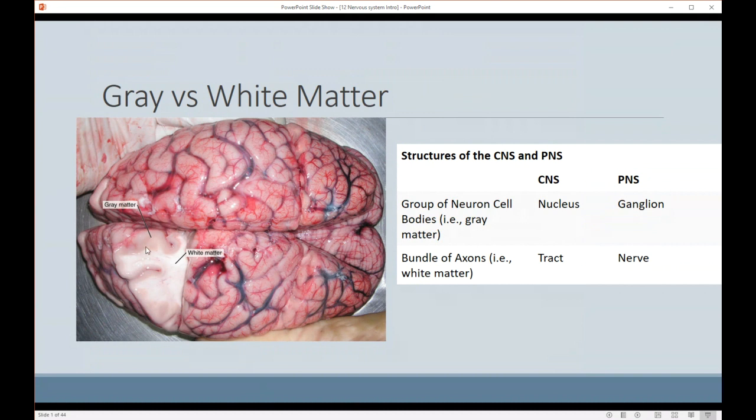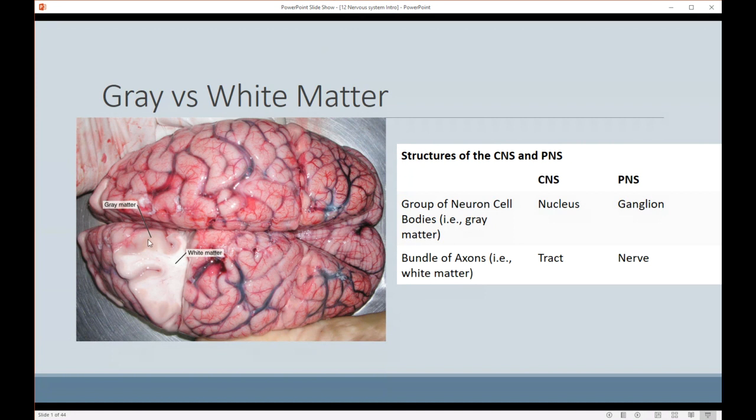In the central nervous system, within the brain and the spinal cord, we call a group of those neuron cell bodies, those somas, a nucleus. I know it's confusing, because we've already talked about a nucleus two different times. We talked about the nucleus of an atom and the nucleus of a cell, and now we're talking about it in a whole different way. But this is the nucleus of the central nervous system.